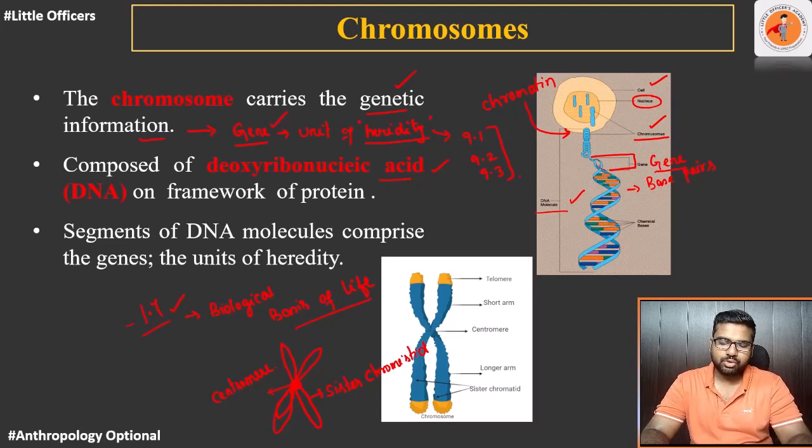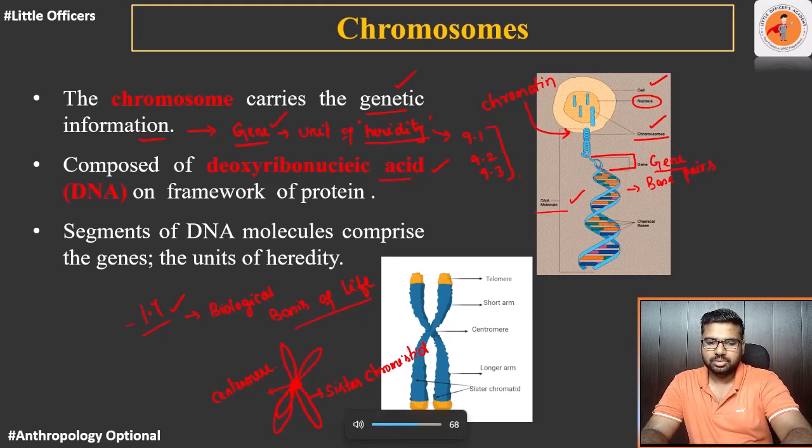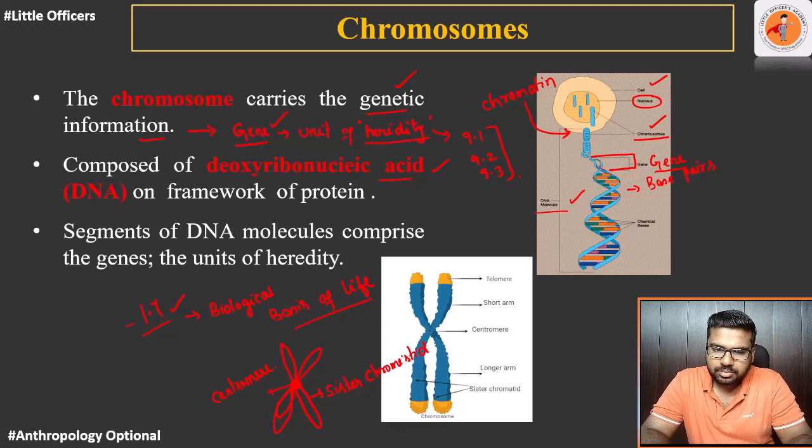Can you tell me what are those 4 types we discussed earlier? Metacentric, submetacentric, acrocentric and telocentric. Out of these 4, which one is not found in humans? Telocentric is the one which is not found in humans, which we see only in animals, right? So metacentric is where your centromere is at the center and both arms are almost equal.